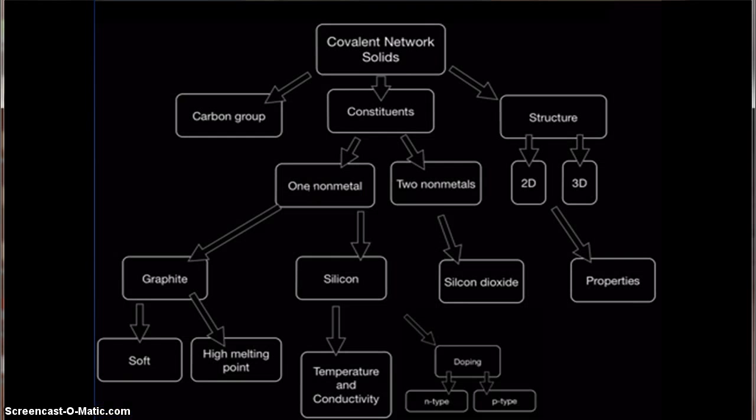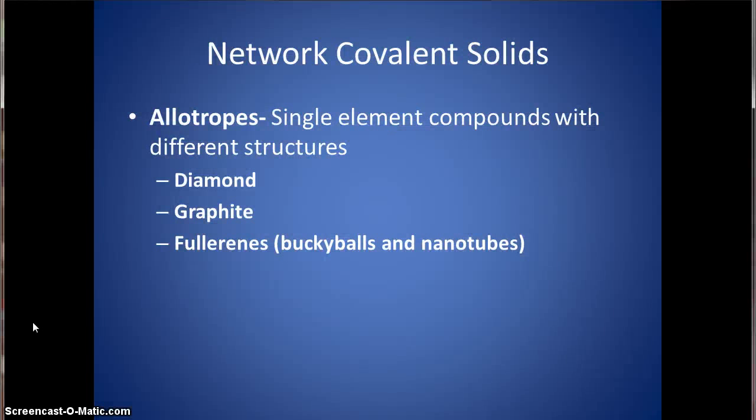This is a diagram that you can pause right now and take a note, but I'm going to go into further detail. Allotropes are single element compounds with different structures. The major allotropes are going to be diamond, graphite, and fullerene.